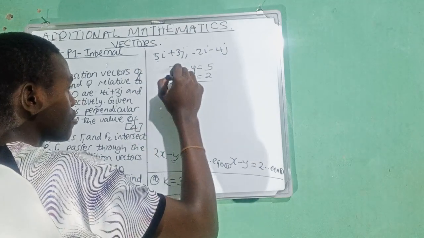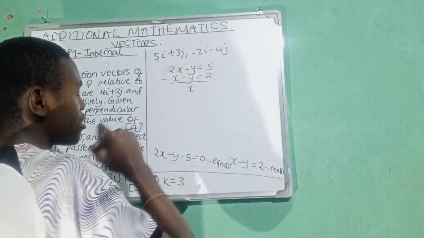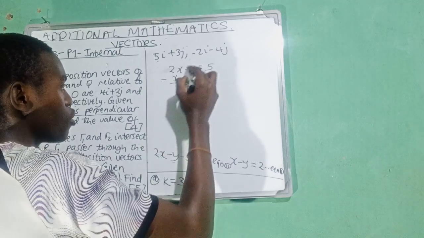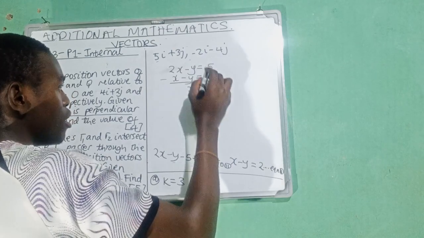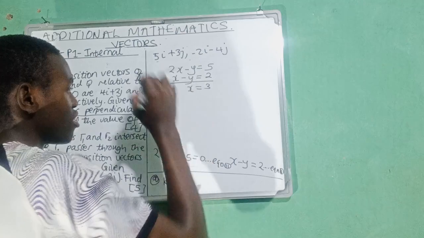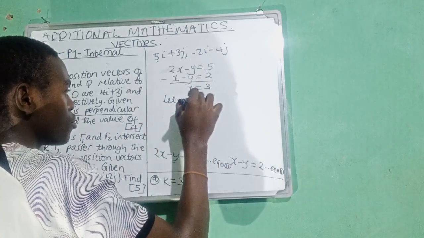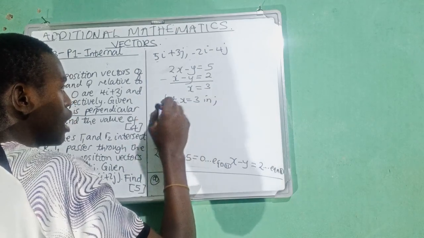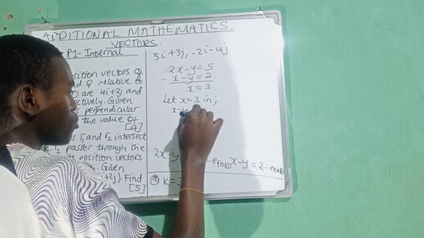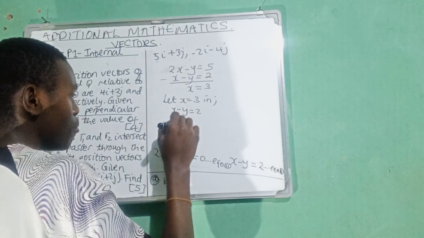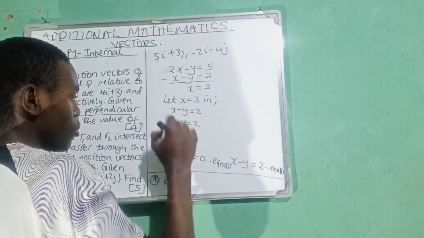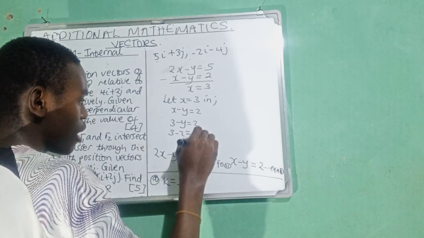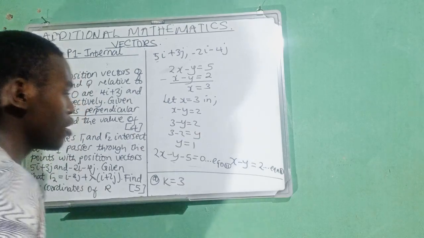Then it will be 2x minus x, which is just x. Negative y minus negative y will give us 0. So we have eliminated y. 5 minus 2 is 3. So x is equal to 3. We have x minus y is equal to 2, and then 3 minus y is equal to 2. We take the y the other side: 3 minus 2 is equal to y. y is equal to 1.